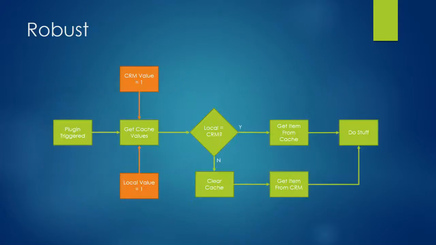It's fairly simple. I've put together a quick diagram here so you can see what's going on. In the first example, we trigger our plugin and we get the values from CRM. If they're both the same, then we follow the blue path here and we use the items in the cache. But if the values are different, we instead follow this path and clear the cache and get new data.